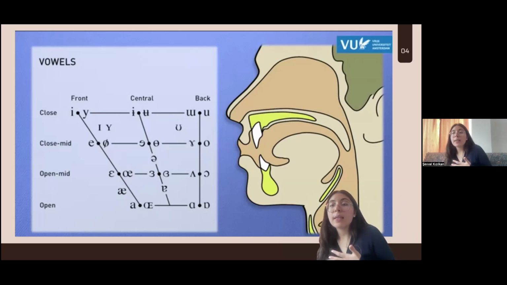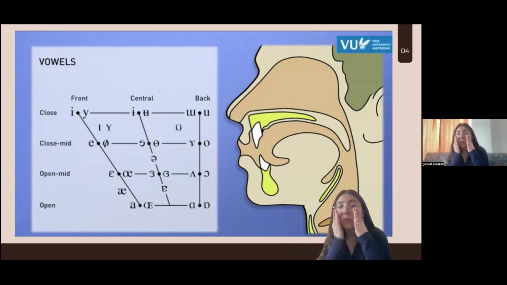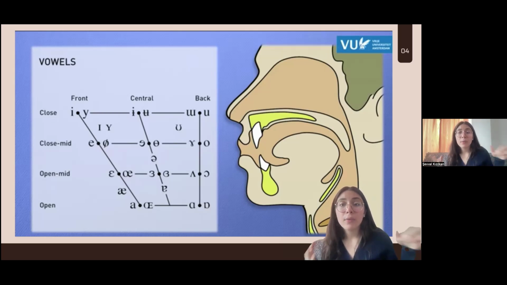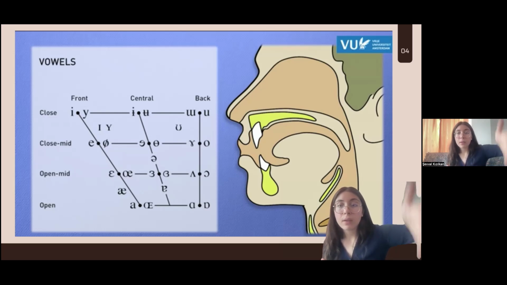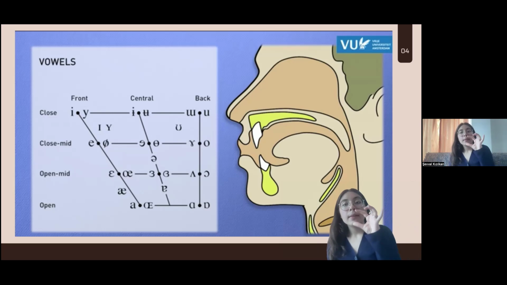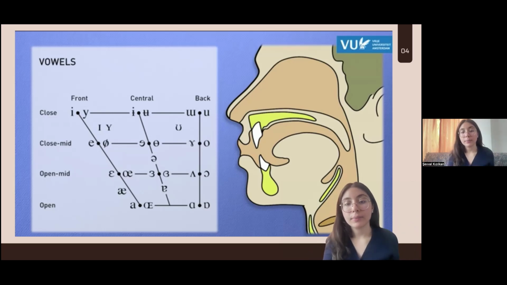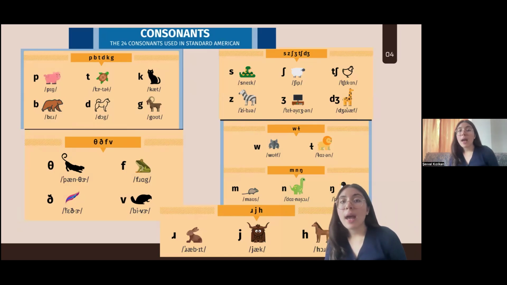Okay, first of all, what are vowels? In English phonetics, vowels are sounds produced without any blockage of air, and the air flows freely through the mouth. In the chart, close, mid, and open represent the position of the mouth, but front, central, and back represent the position of the tongue.